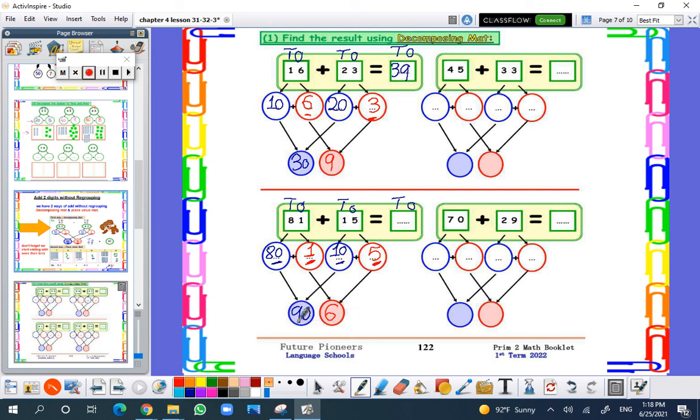Now I need to write the answer: 90 and 6. So the answer will be 96. So guys, now it's called adding without regrouping by using decomposing math. Now we will make addition without regrouping by decomposing math. What is the meaning of without regrouping? If you look at the ones, you can see the number is from 0 to 9, not more than 9. So it's called without regrouping.